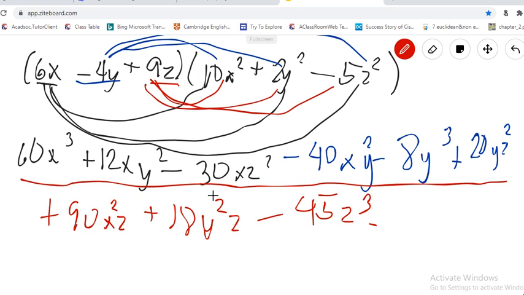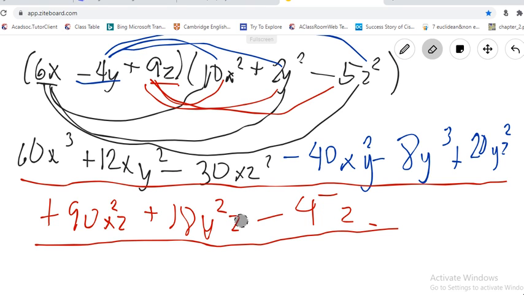So we have 60x cubed plus 12xy squared minus 30xz squared minus 40x squared y minus 8y cubed plus 20yz squared plus 90x squared z plus 18y squared z minus 45z cubed. Okay? So our answer is a bit long, but it's worth it if you got the same answer.